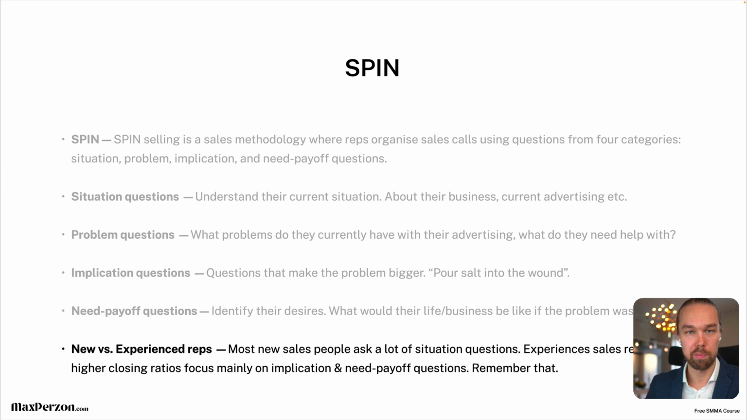So, new versus experienced sales reps. Most new sales reps ask a lot of situation questions, too many situation questions. And experienced sales reps with higher closing ratios mainly focus on implication and need payoff questions. So remember that. Just like the example I just gave you, I'm asking a lot of implication questions and also a lot of need payoff questions. So John, how do you think this will affect your running time?